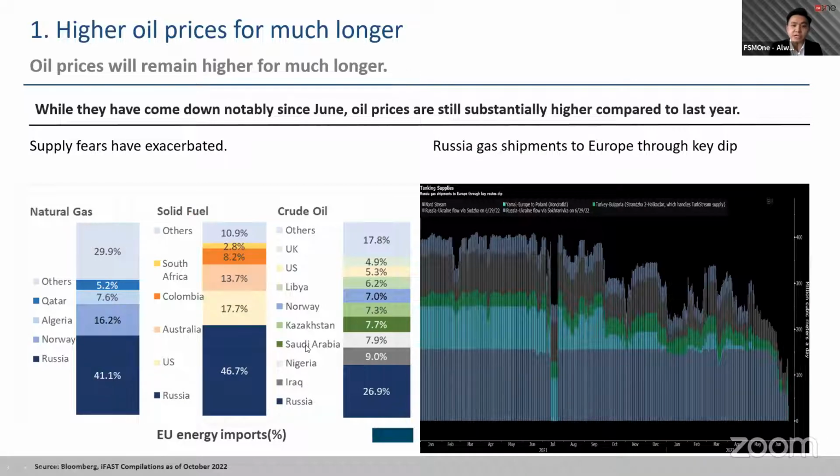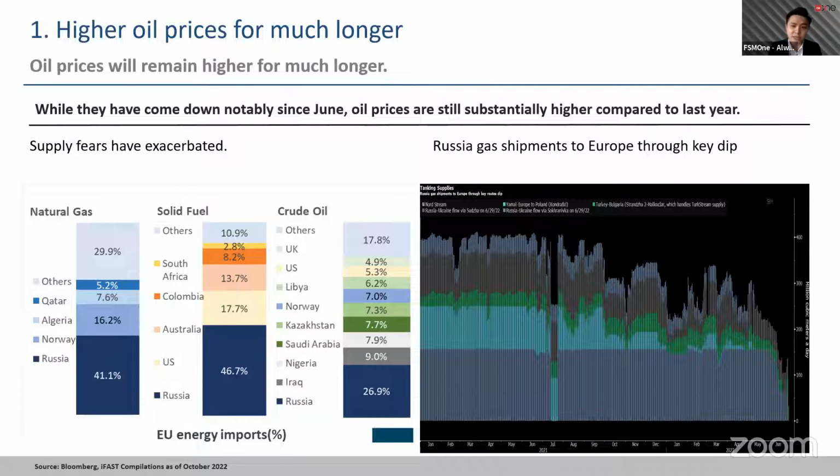Next, supply fears have been exacerbated. Russia accounted for 41% of Europe's natural gas, 46% of its solid fuel, and 26.9% of its crude oil in 2020. After the outbreak of the Russia-Ukraine war, Europe has slapped a lot of sanctions on it. This has caused their inflation to be high because they no longer have access to so much energy, raw materials, and commodities.